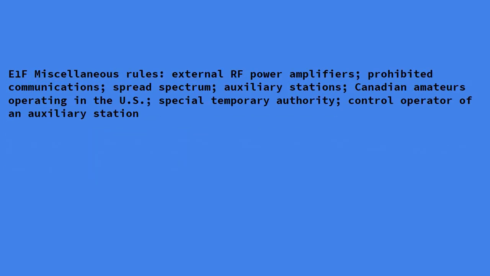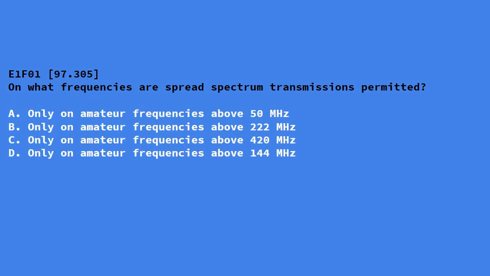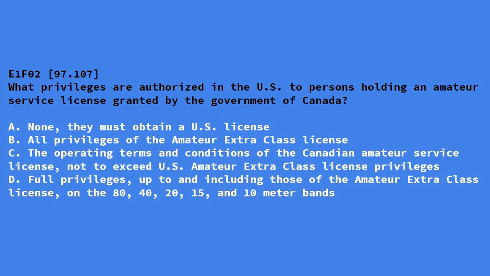E1F covers miscellaneous rules, external RF power amplifiers, prohibited communications, spread spectrum, auxiliary stations, Canadian amateurs operating in the U.S., special temporary authority, and control operator of an auxiliary station. E1F01, on what frequencies are spread spectrum emissions or transmissions permitted? Correct answer is only on amateur frequencies above 222 megahertz.